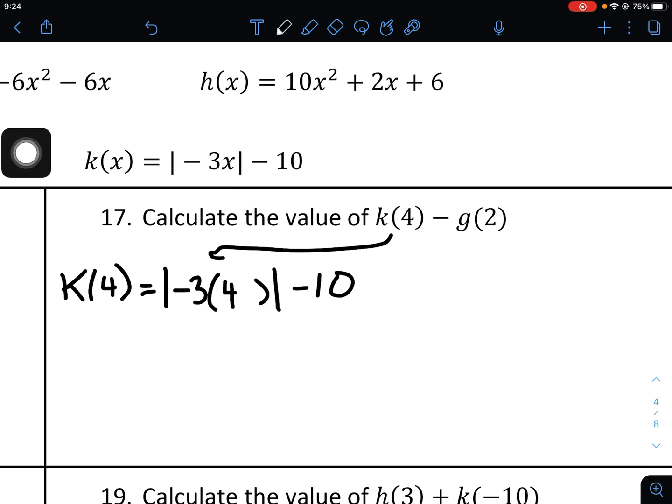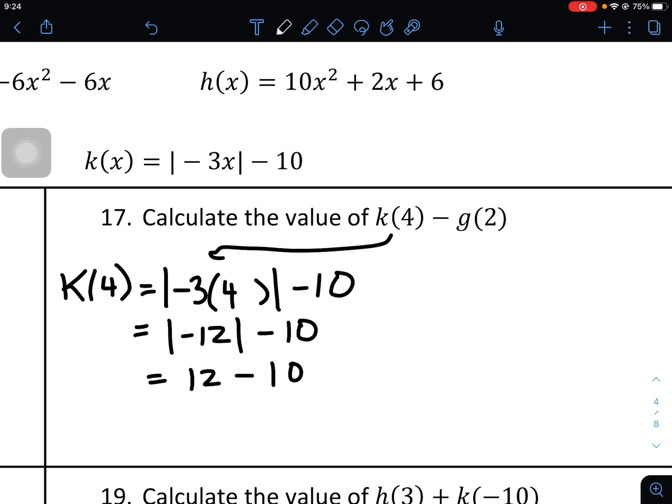And now I evaluate. -3 times 4 is -12. We'll subtract 10, but that was the absolute value of -12. Remember, the absolute value is a distance from 0. The number -12 is 12 units away from 0, so the absolute value of -12 is 12. When we subtract 10, we're left with 2. 12 minus 10 is 2. So that tells me that k of 4 is equal to 2.